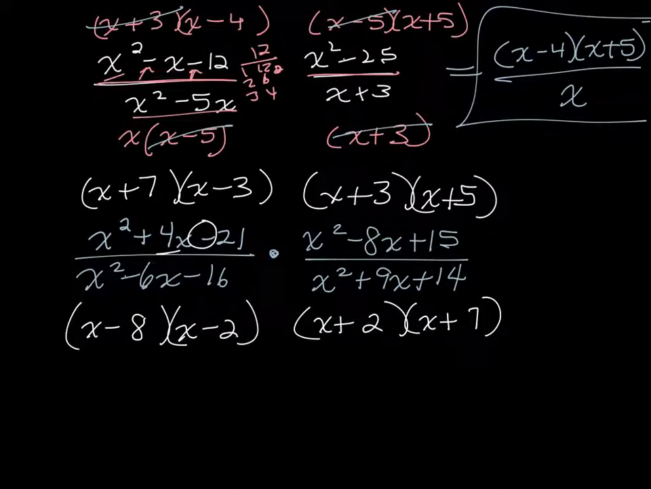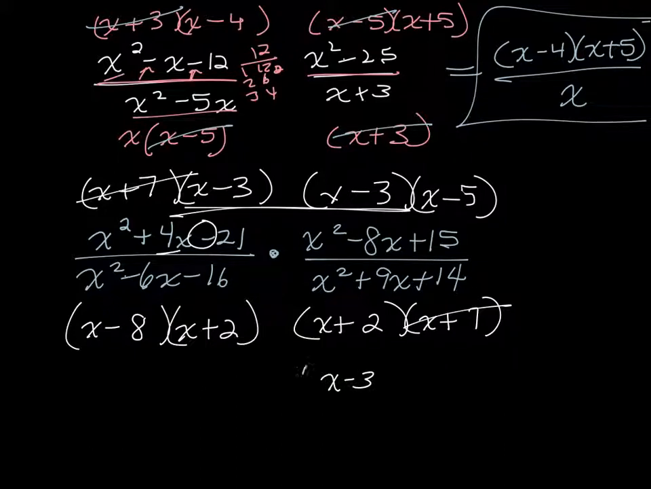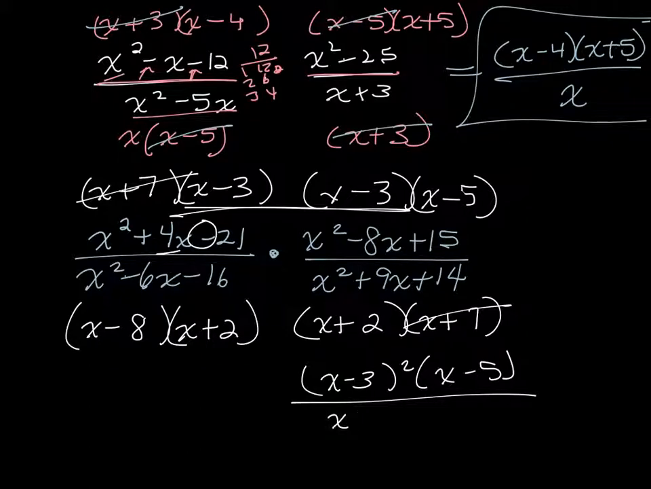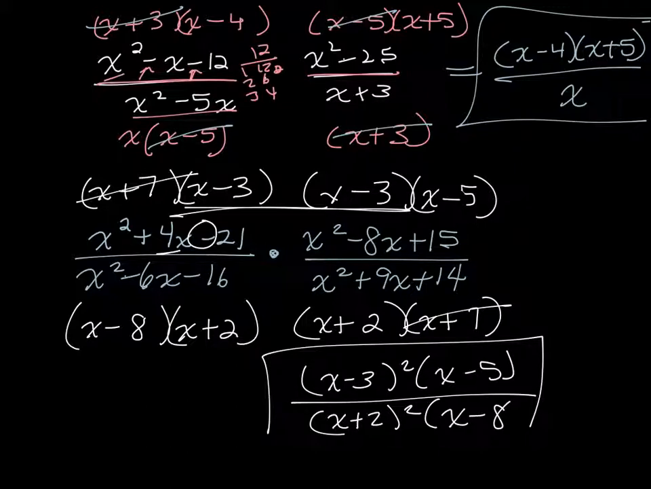Go ahead and cross reduce. My x plus 7's cancel out. And, whoops, these right here should have both been negative. There's nothing else that will cancel out. These down here should have been different signs. There we go. So now we need to rewrite this. I've got two of these, so I can write that as x minus 3 quantity squared times x minus 5 all over x plus 2 quantity squared times x minus 8. That would be your answer.